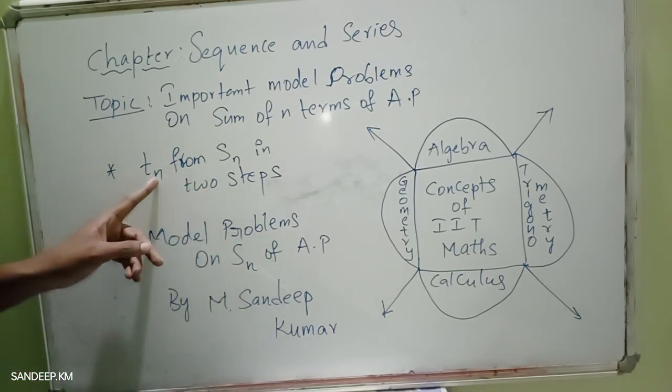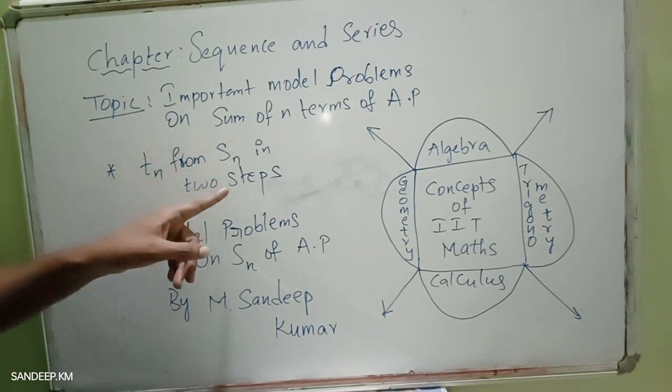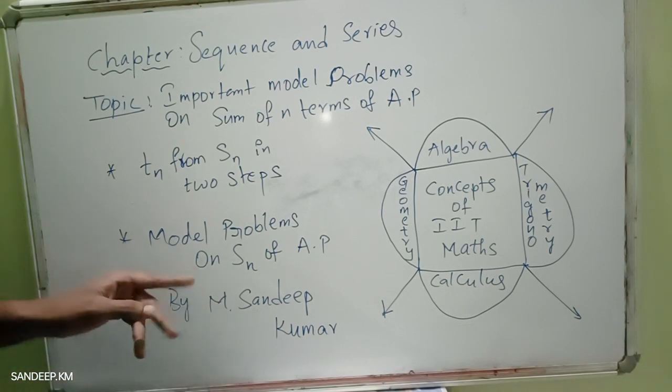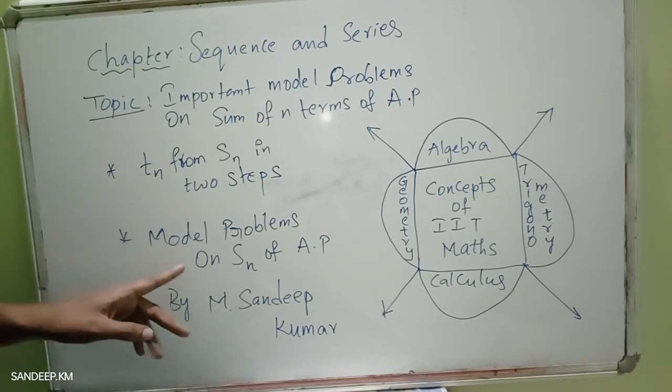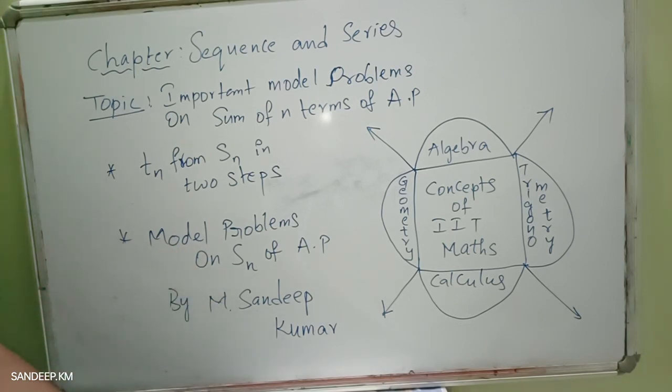When it comes to the subtopics, first, something that I missed in yesterday's video: how to write Tn, the nth term, from the sum of n terms in just 2 steps. Next we'll look into the model problems on sum of n terms of AP. Now let us continue.